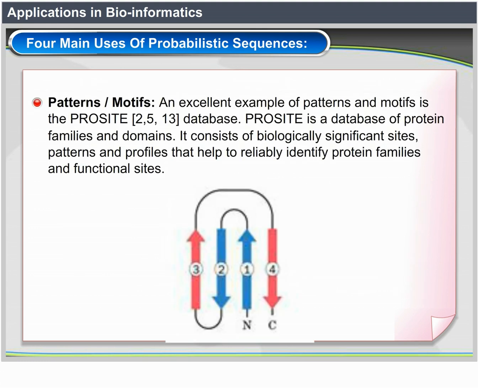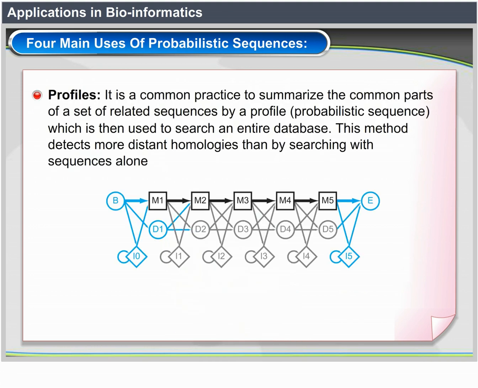Patterns or motifs. An excellent example of patterns and motifs is the PROSITE database. PROSITE is a database of protein families and domains. It consists of biologically significant sites, patterns, and profiles that help to reliably identify protein families and functional sites. Profiles. It is a common practice to summarize the common parts of a set of related sequences by a profile, probabilistic sequence, which is then used to search an entire database. This method detects more distant homologies than by searching with sequences alone.